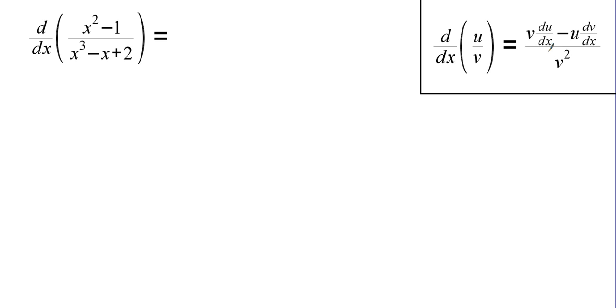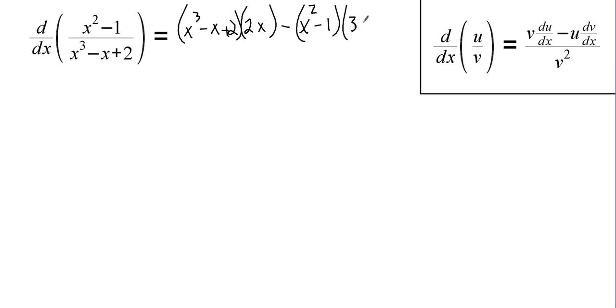So for this problem, we'll start with v, which is our denominator, x cubed minus x plus 2, times the derivative of our numerator. The derivative of x squared minus 1 is just 2x, minus our numerator, x squared minus 1, times the derivative of our denominator, which is 3x squared minus 1, all divided by the denominator squared.